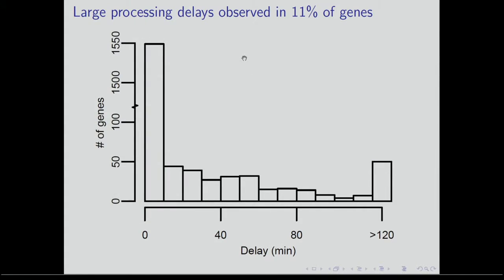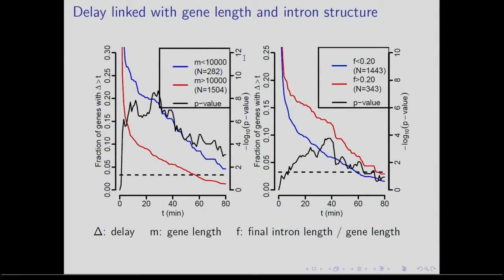And so we found these really large processing delays in about 10% of genes. We looked for correlations of different genomic features and so on, and we found that the highly delayed genes were enriched for short genes. So often it was short genes in terms of the pre-mRNA length which were delayed. And there were also some intronic features which were correlated with delay.